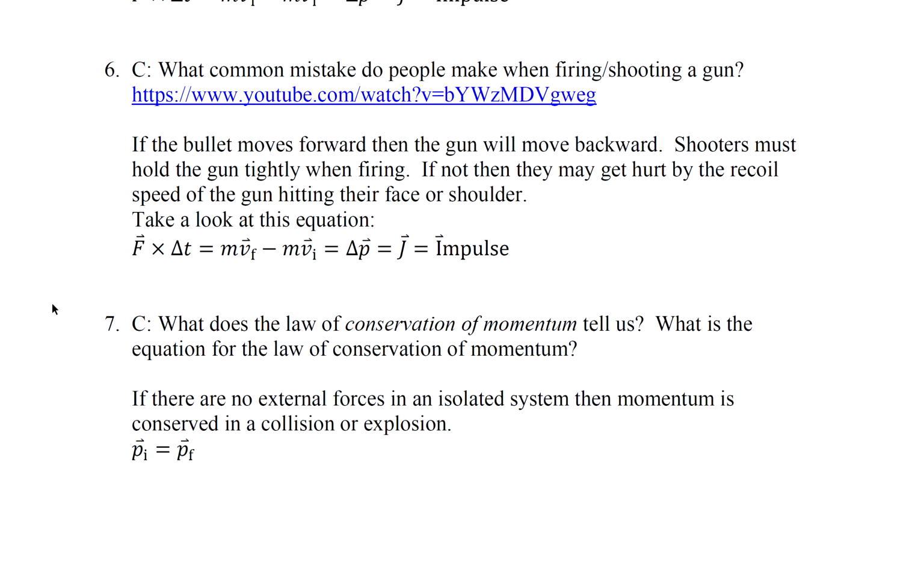Question 6. What common mistake do people make when firing or shooting a gun? So, Newton's third law of motion. Bullet moves forward, gun moves backward. So shooters must hold the gun tightly when firing. Many times people do not hold the gun very tightly. So please do watch this video on YouTube. It's quite funny.